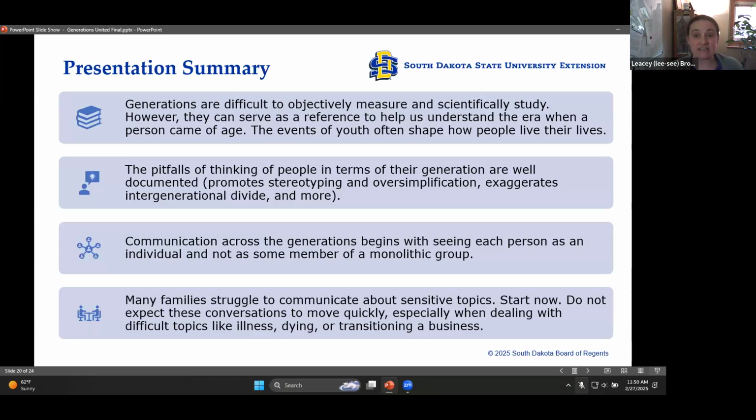So generations are not a hard science. They're more of a marketing gimmick. There are pitfalls to thinking of people in terms of generation, and they're well documented. It promotes stereotyping. It promotes oversimplification. It exaggerates the differences between the generations.